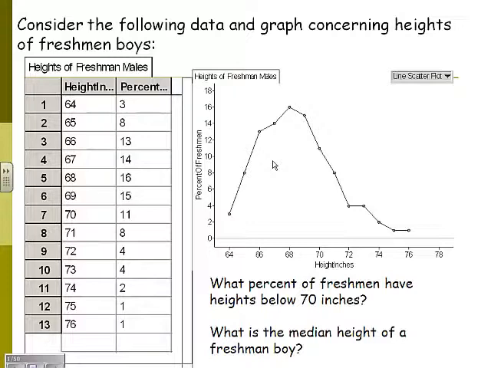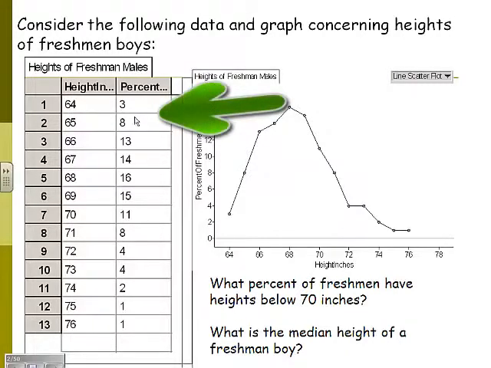What you see here is a set of data and a graph that concerns the height of freshman boys. On the left-hand side we have our data, and it shows you the height in inches, ranging from 64 inches up to 76 inches. Next to it we have the percentages. So this is saying that boys of height 64 inches occurred 3% of the time. Boys of 65 inches occurred 8% of the time. Boys of 66 inches occurred 13% of the time, and so on.